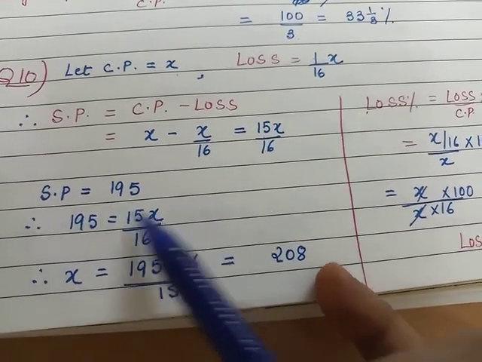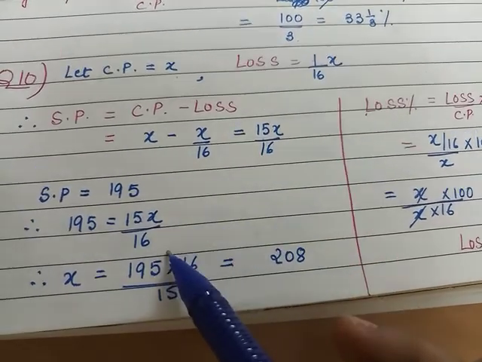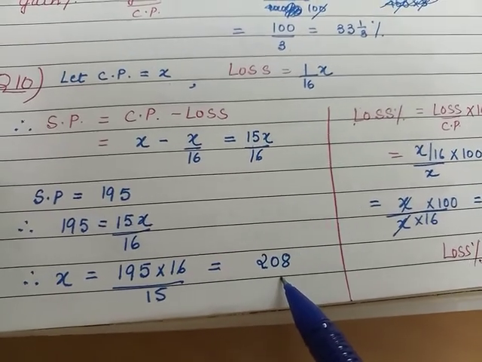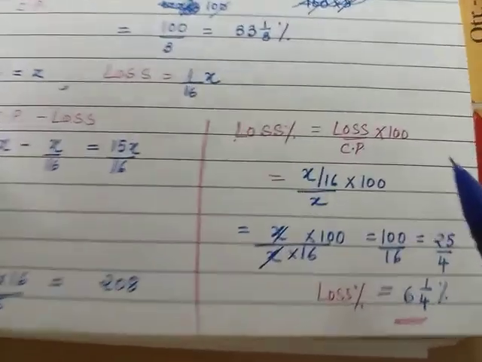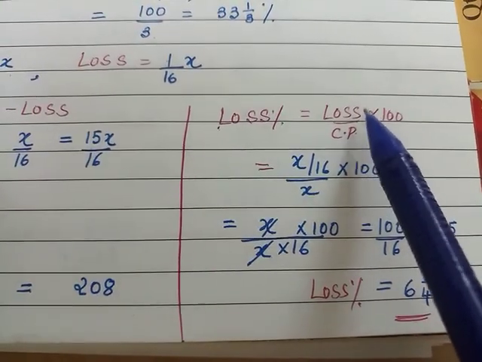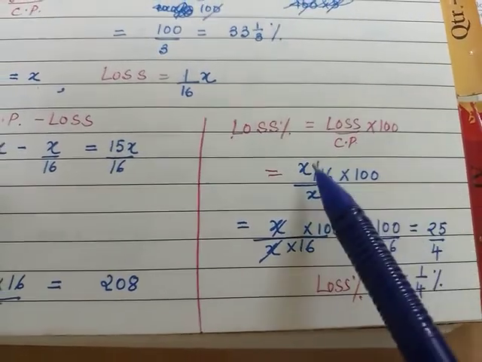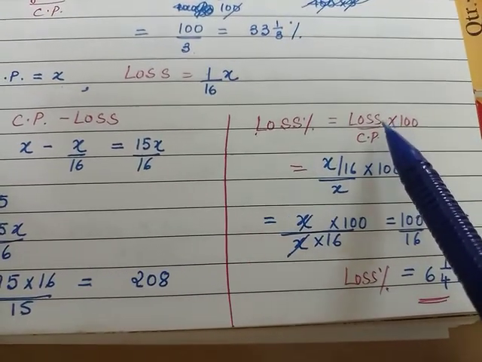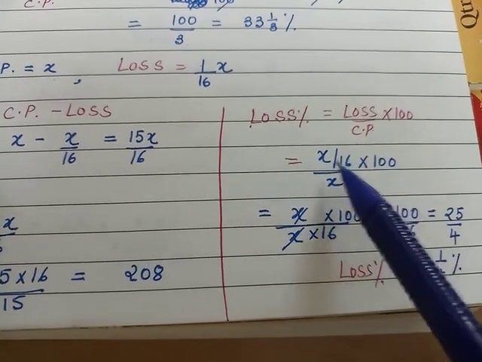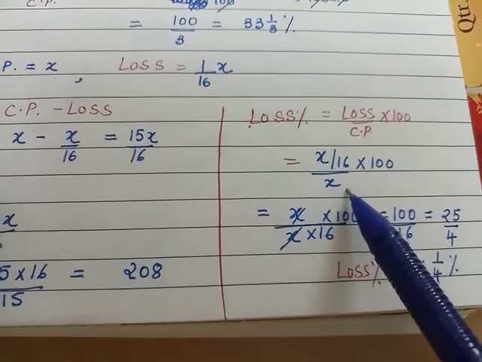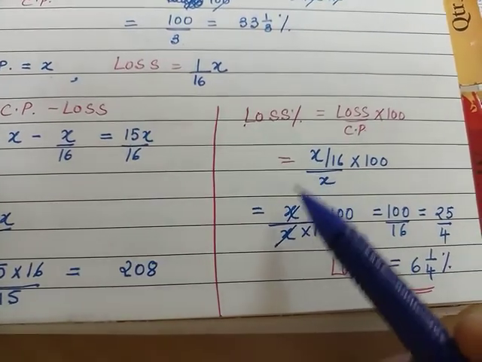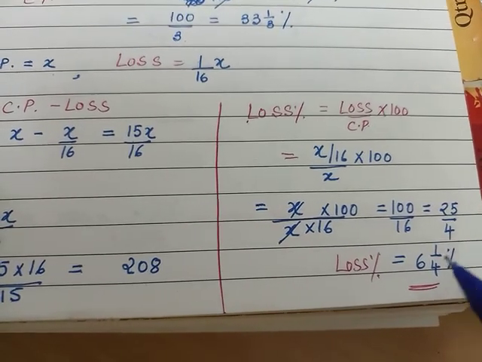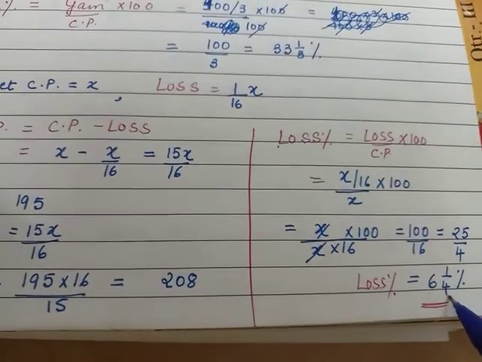But the selling price given to us is 195. So we equate them. 195 is equal to 15x/16. So we calculate the value of x, that becomes 208. Now we are looking for the loss percent. So loss percent is loss upon CP into 100. Loss is x/16, CP is x. No need to calculate loss and cost price separately, children. Both are in the form of x. You can do it with x also. Into 100. So this way x gets cancelled. 100/16, that becomes 25/4, that becomes 6 whole 1/4%.